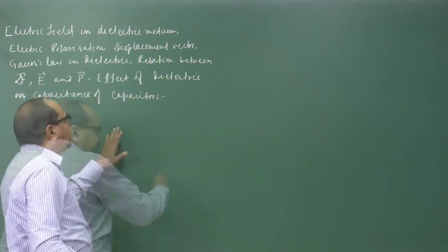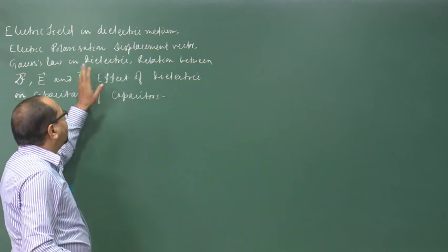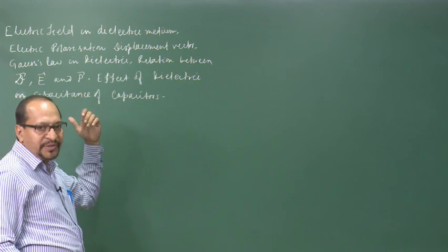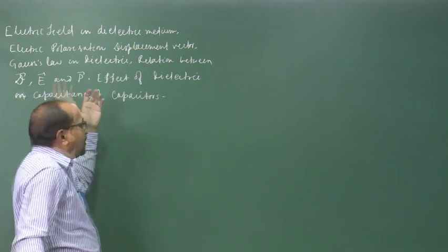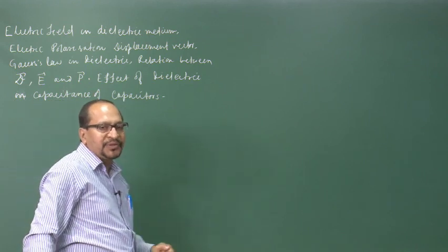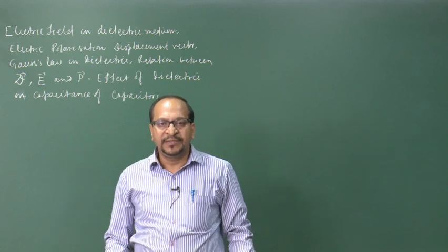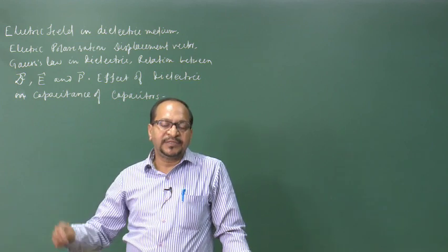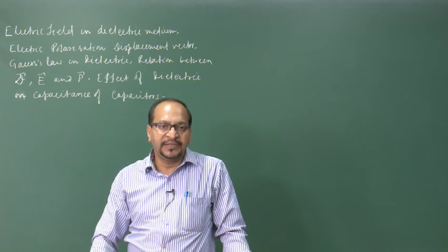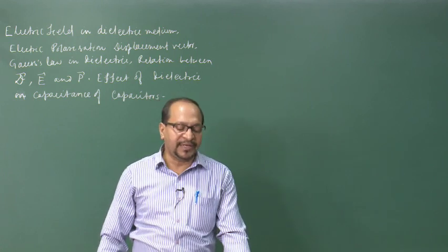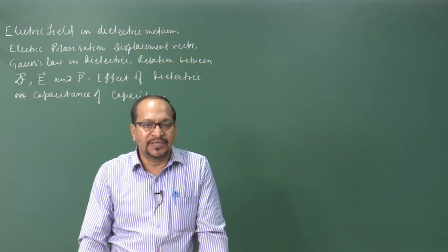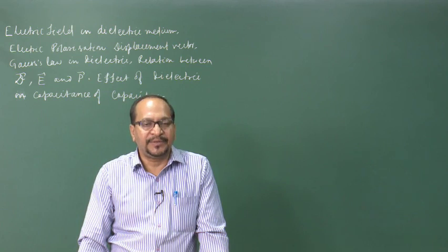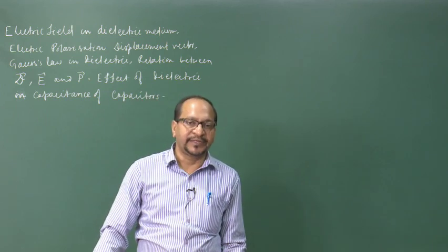So today we will discuss this behavior of a dielectric medium in an electric field, and of course we are dealing here with a static electric field and electric polarization. We will introduce a new vector called the electric displacement vector, and then we will have a relationship between these three vectors: displacement vector, electric field vector and polarization vector. And then we will discuss the capacitance of different types of capacitors and how a dielectric material enhances the capacitance of a capacitor when it is inserted between the plates of the capacitor.